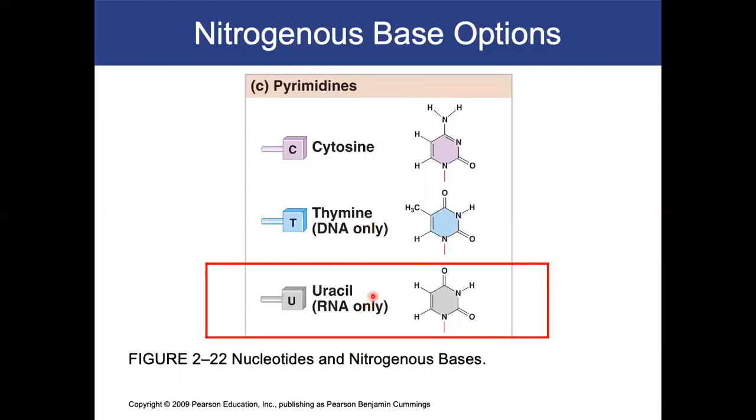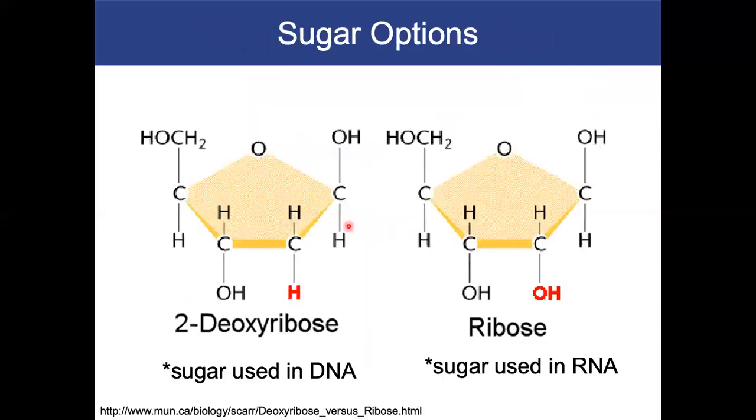If you think of DNA, deoxyribonucleic acid is found in the nucleus. It stays in the nucleus. Uracil is the RNA component, right? So uracil replaces thymine when you're making RNA. So uracil is found in RNA. Thymine is found in DNA only.